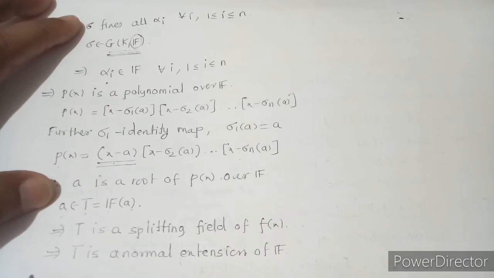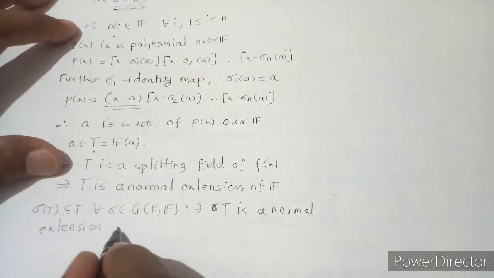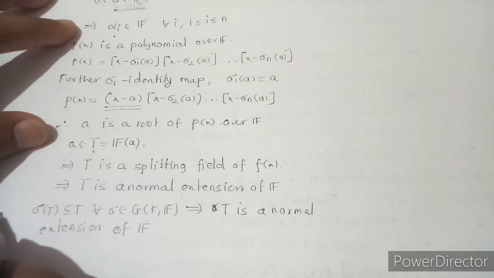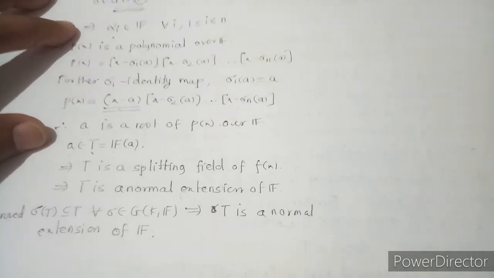So what we have proved is that sigma of T is contained in T for all sigma belonging to G(K/F) implies T is a normal extension of F. So this is what we proved. Now let us see the converse.